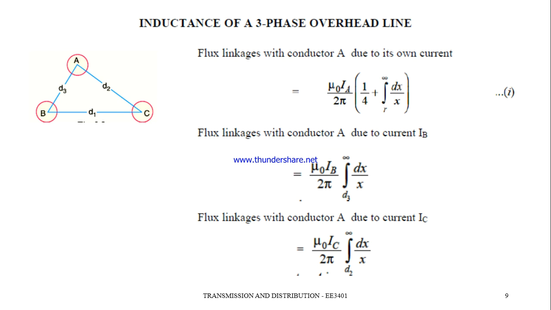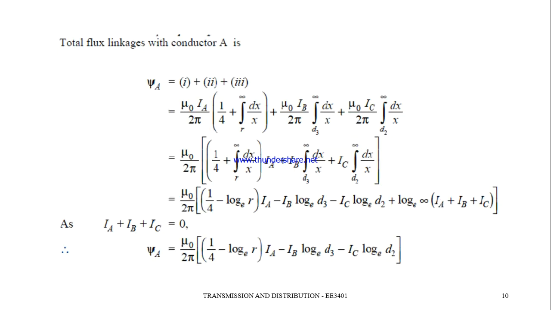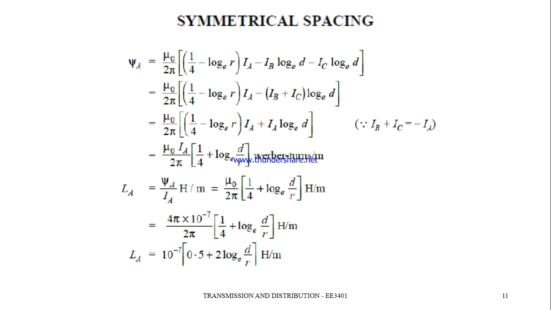Those flux linkages are given in this equation. We have to add all the 3. We have psi A. As we know, IA plus IB plus IC is equal to 0. Let us substitute the same in the formula, and finally we will get the value for LA. This is the case for symmetrical spacing.